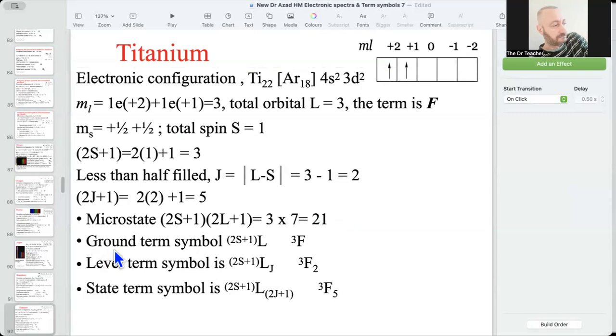Sorry. So the ground term symbol will be 2S plus 1 L. Replace 2S plus 1 by 3 and it will be F3. The level is with J, and the J is 2. Put 2 here, so F3, 2. The state term symbol will be 2J plus 1, 2S plus 1, so it will be F3, 5.